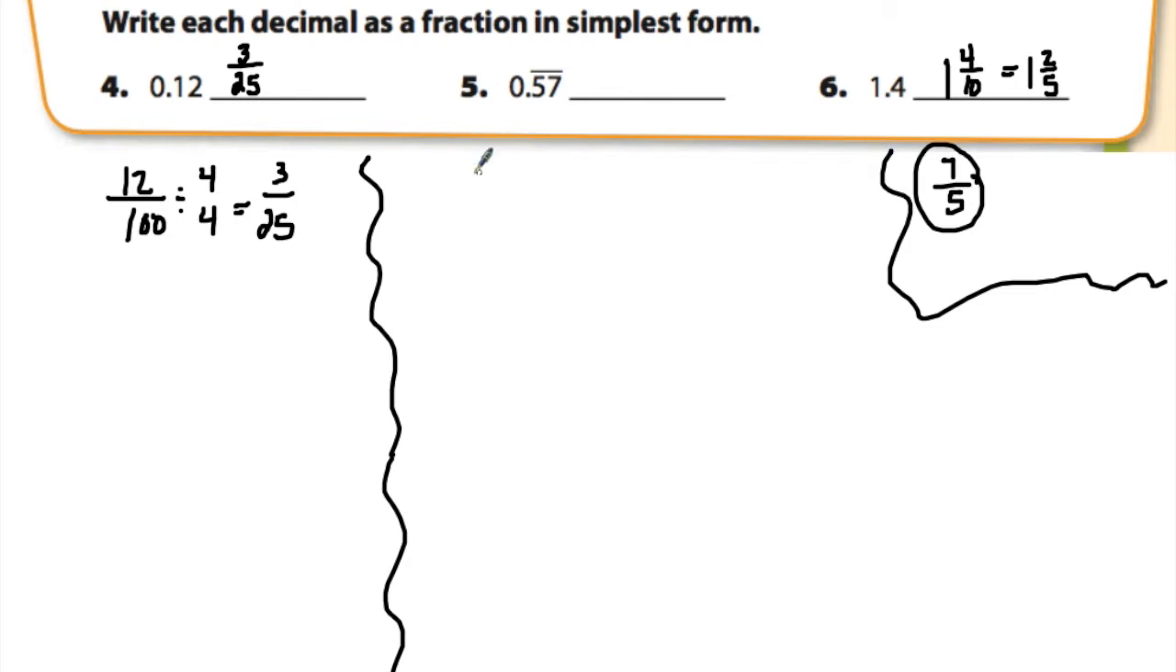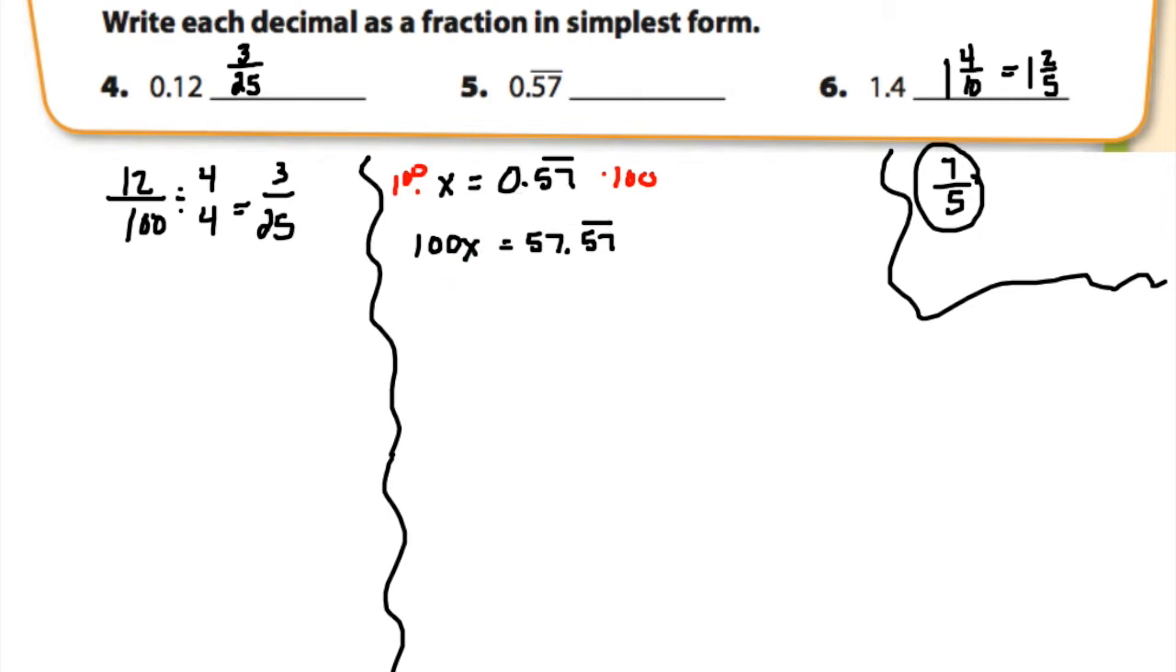So 0.57 repeating, so in this case I say x is equal to 0.57 repeating. And remember, the first thing I'm going to do is take it and multiply both sides by 100. So then what I get is 100x is equal to 57.57 repeating. All right, so this is always my first step.